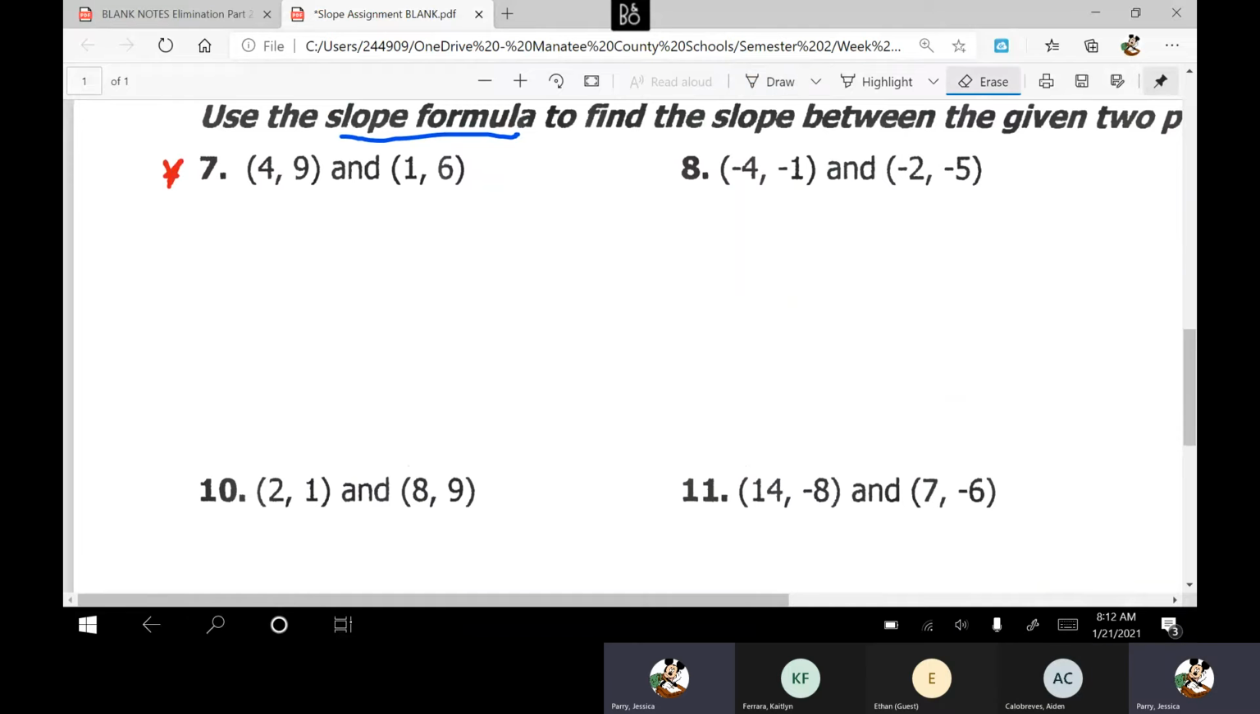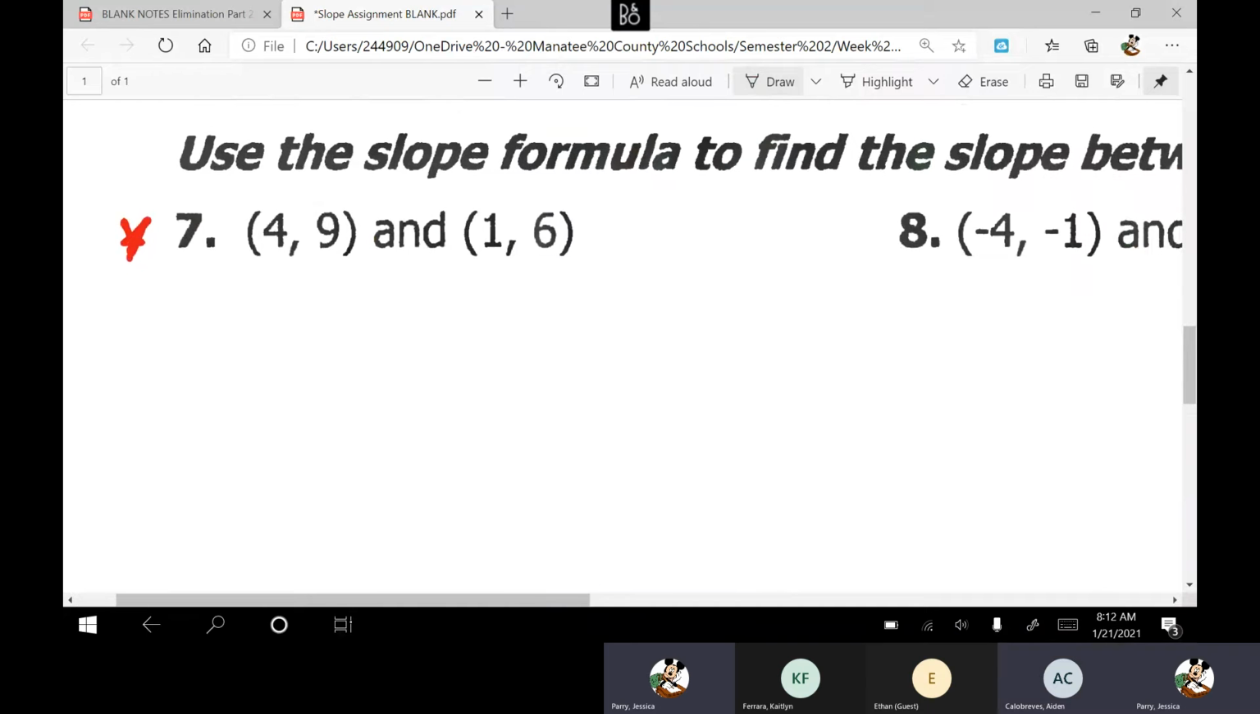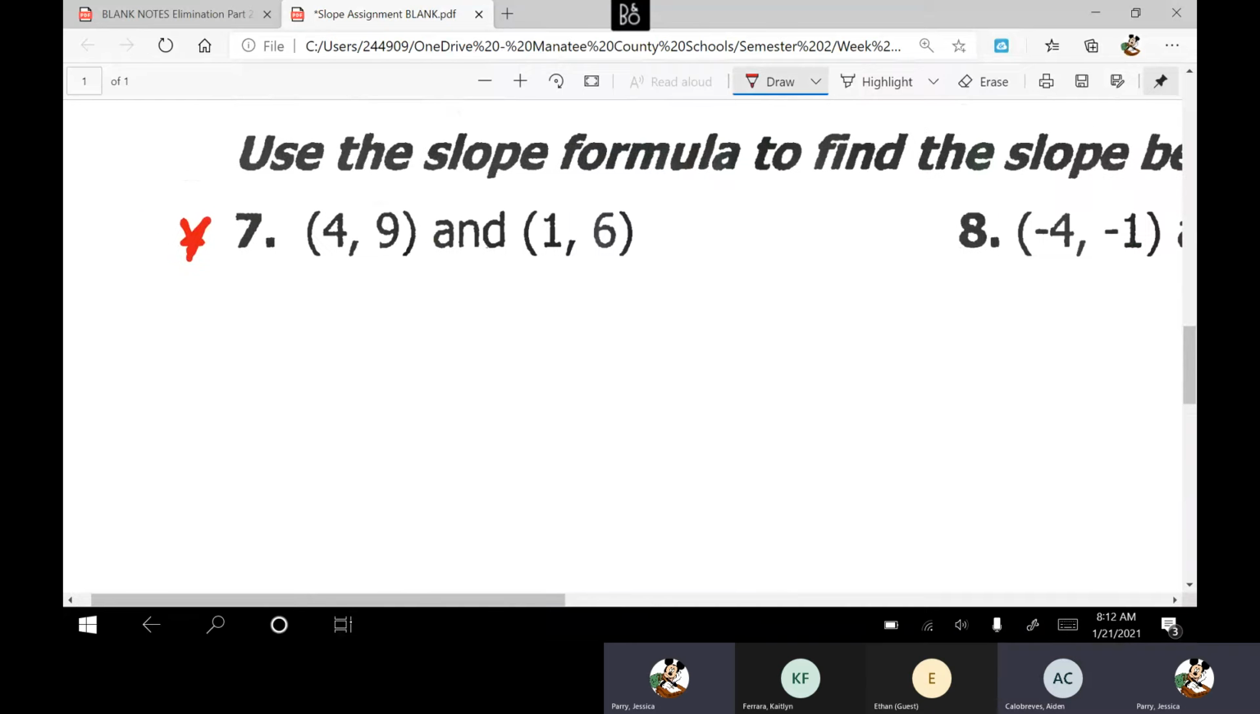And when you're doing these, before you actually start plugging things in, I like to label all of my information. So first, let's label x, y, x, y. Then we have 2 points here. So the 4, 9, that's our first point, so I have the little tiny 1. And then the 1, 6, that's our second point, so I have the little tiny 2. Okay, so let's start plugging it into our formula.